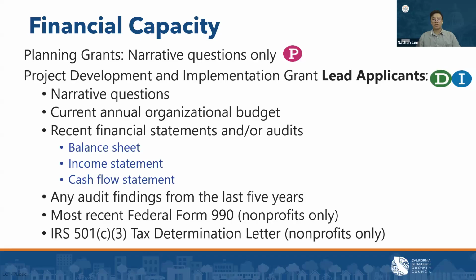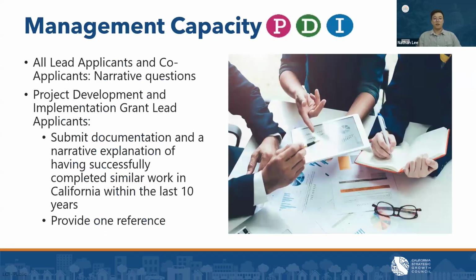The application includes further guidance on each of these required documents. For all grant types, applicants must answer narrative questions about their capacity to manage and implement the grant. For project development and implementation grant lead applicants, applicants must also submit documentation and narrative descriptions of similar work they have completed in California in the last 10 years, along with the name and contact information of one reference.